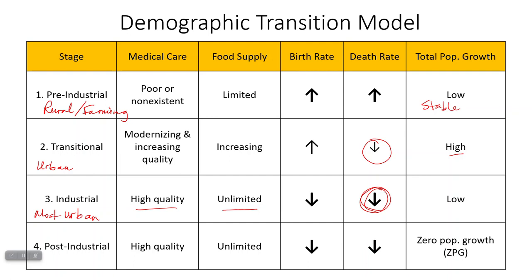And then finally, in the post-industrial stage, you also have high quality medical care and a lot of food, and you'll have low death rates and low birth rates. This is where you'll probably reach zero population growth, where your birth rate and your death rate are about the same.